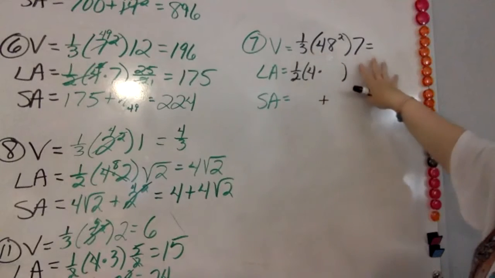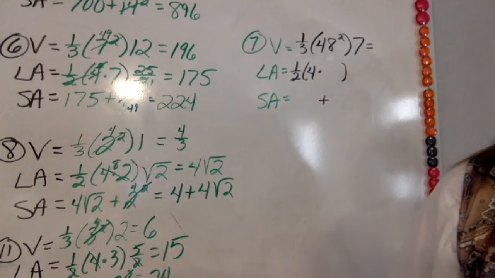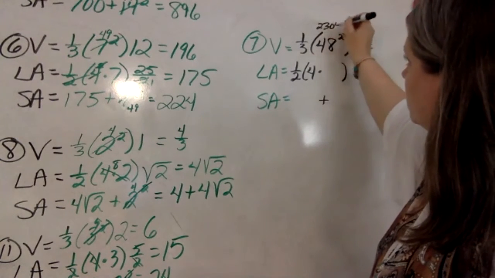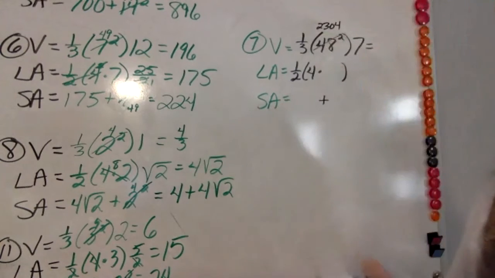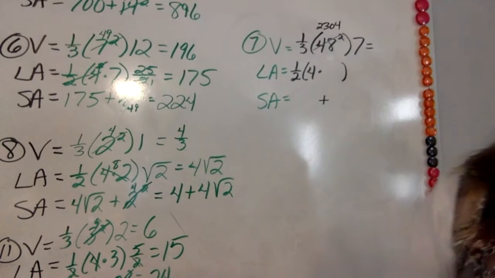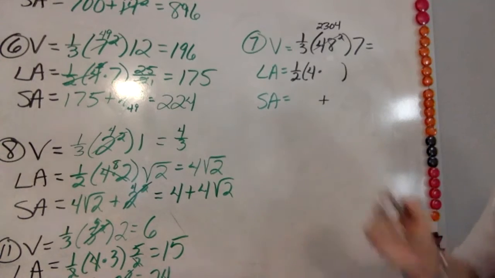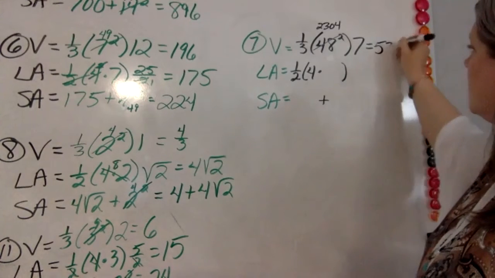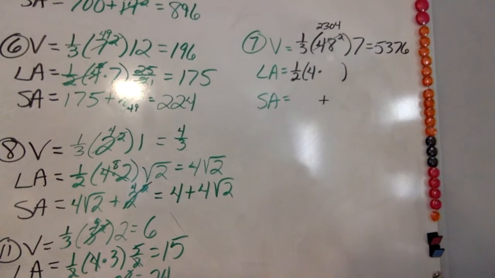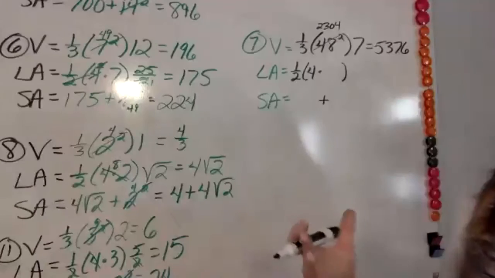So this would have been your formula for the volume. So you have 48 squared, which is 2,304. Okay. So then you have that times 1/3 times 7. And you get a big number. I got 5,376. That's what I got too. Me too. So that's for your volume, okay?